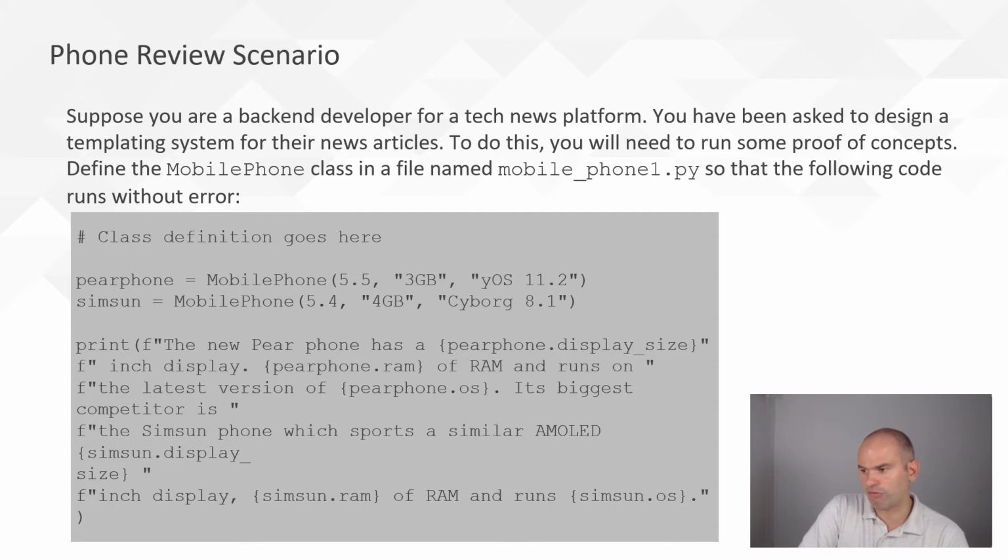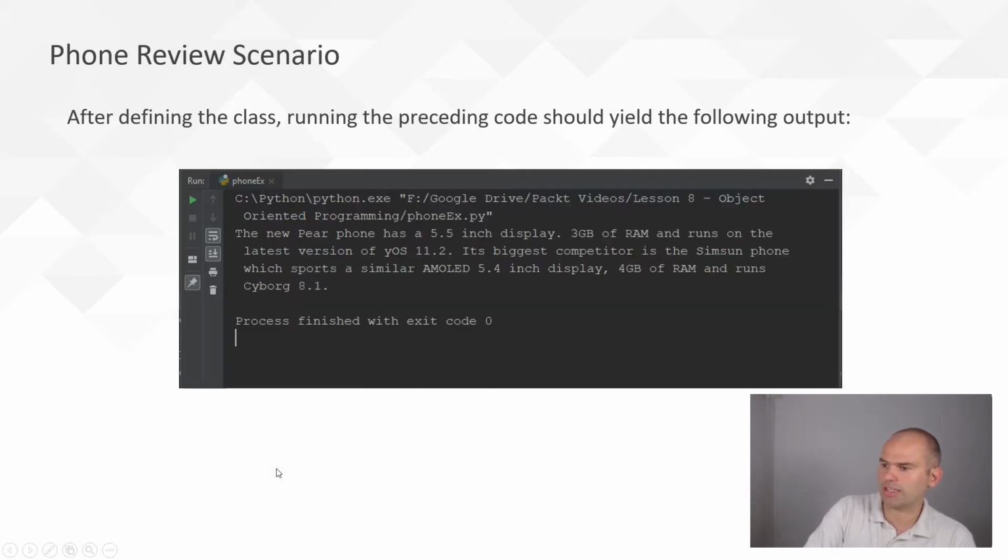If you've done it right, this print statement, which doesn't quite look all that palatable, is going to look like this. The new Peer phone has a 5.5-inch display, 3 GB of RAM, and runs the latest version of iOS 11.2. Its biggest competitor is the Simpson phone, which supports a similar AMOLED 5.4-inch display, 4 GB of RAM, and runs Cyborg 8.1. So, best of luck, and you're about to see me solve it. But by all means, if you think you're up to it, pause the video right here and have a go.